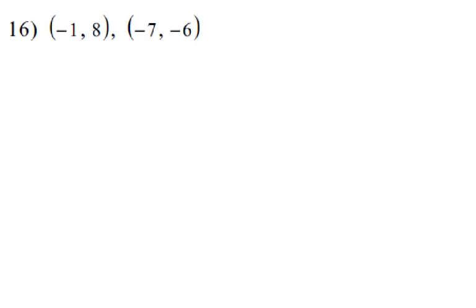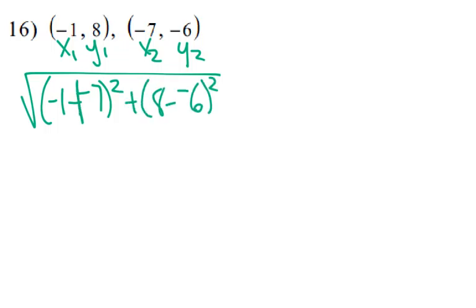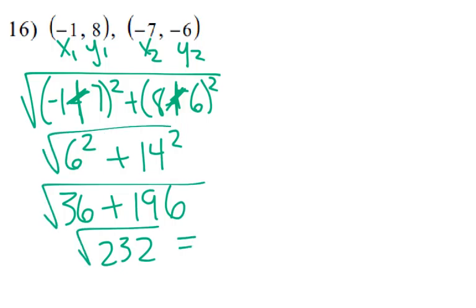Okay, so we do 16. Same idea: x1, y1, x2, y2. So we go square root of negative 1 minus negative 7 squared plus 8 minus negative 6 squared. So that's really plus. Negative 1 plus 7 is 6. 8 plus 6 is 14. 6 squared is 36. 14 squared is 196. Add those together, we get 232. Take the square root of it, because this is all still under the radical.